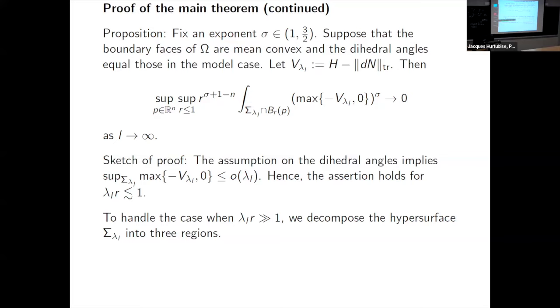And so then let's assume that the boundary faces are mean convex and that the dihedral angles equal those in the model case. Then let's look at this quantity V, which is the difference of H and norm dn. And so then what you can show is that this Morrey norm will go to 0 as lambda goes to infinity. So you take an L sigma norm over the ball of radius R, and then you multiply by a power of R, and then you take the supremum over all R. So that gives you a Morrey norm. And you can show that this Morrey norm goes to 0.